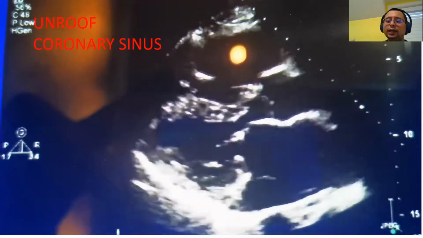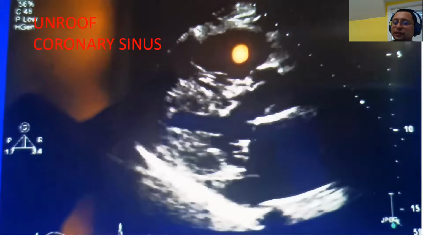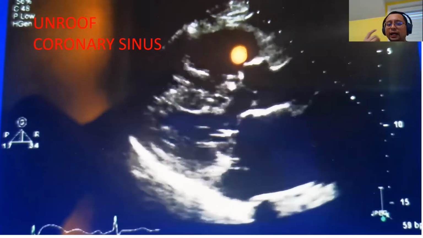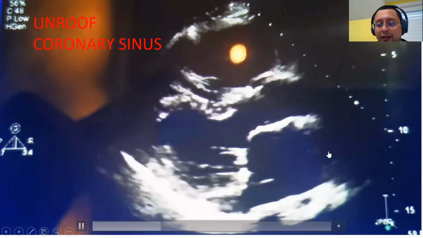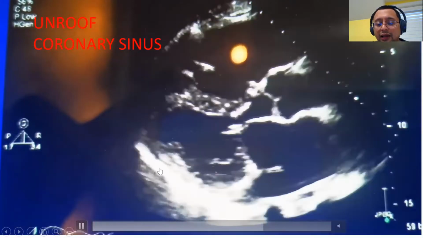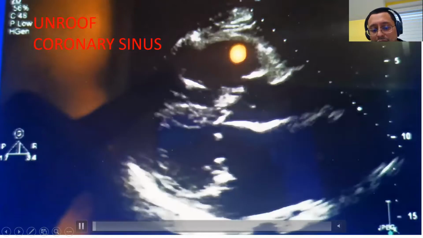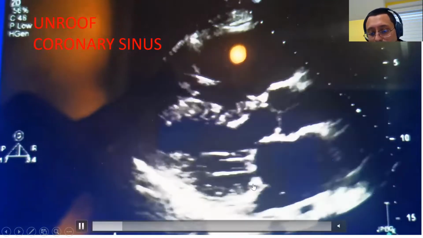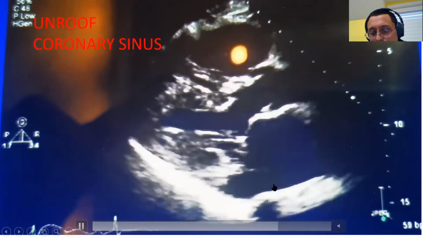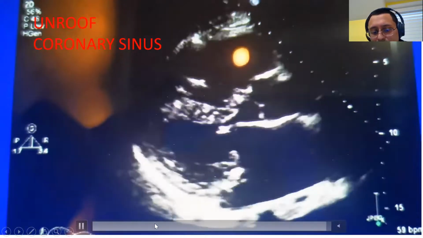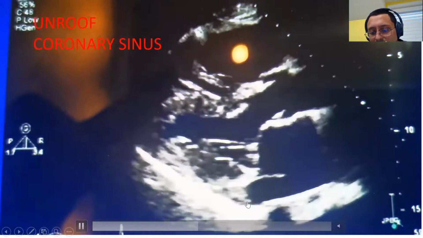So how do I tell whether someone has unroofed CS? It is very easy. Number one, they have a dilated CS. This is a parasternal long axis view. That is the left atrium, left ventricle, and right ventricle. All right, I will go slowly. If you look here, there is a round structure just adjacent to the basal inferolateral wall. You see a round structure here.